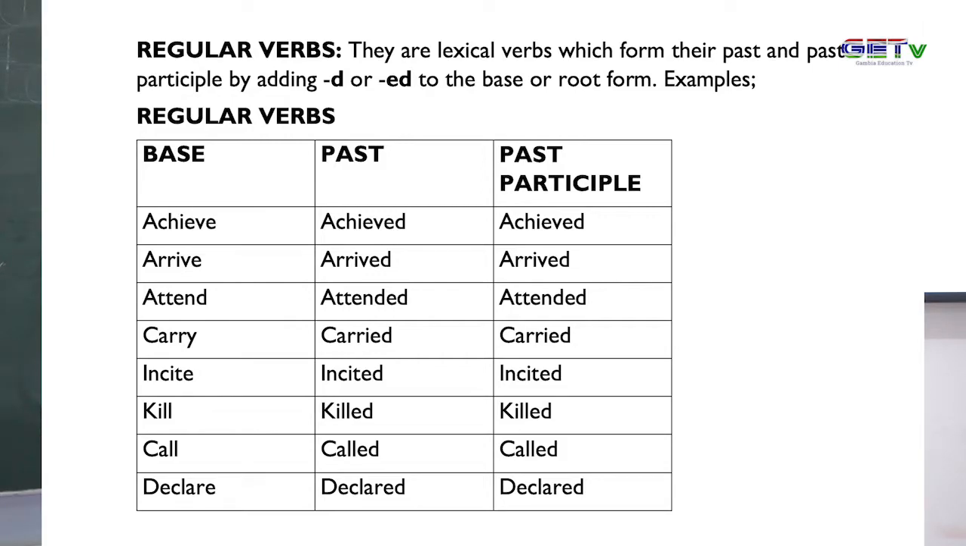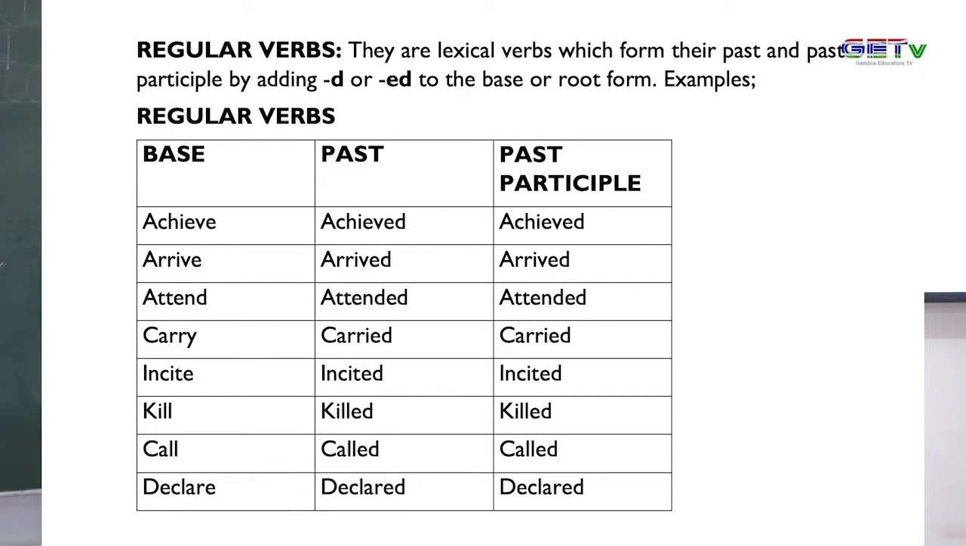Regular verbs are lexical verbs which form their past and past participle by adding D or ED to the base or root form. When you come to lexical regular verbs, they have one thing in common. If you want to give their past or past participle, you must inflect it with a morpheme. We call it the past time morpheme, either D or ED. Let's look at examples here.